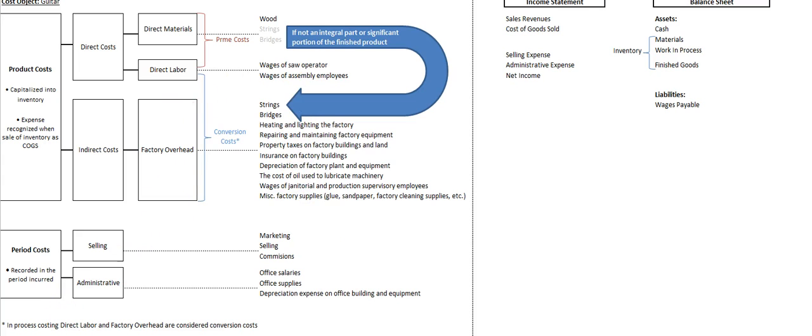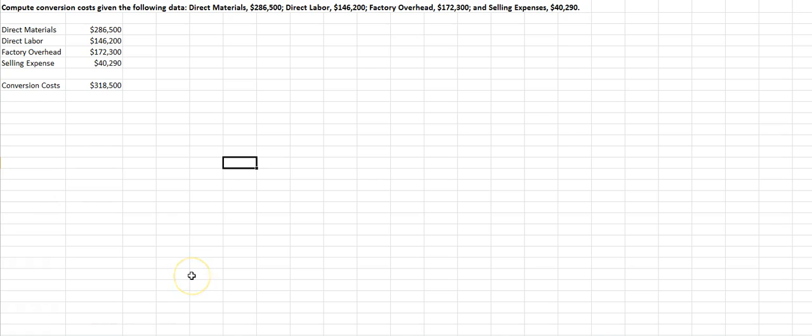Let's do the first problem here. Let's see if I can click here. Okay. First problem says, compute conversion costs given the following data: direct materials, direct labor, factory overhead, and selling expenses, right? So as I told you just about a couple minutes ago, conversion cost is nothing more than direct labor and factory overhead.